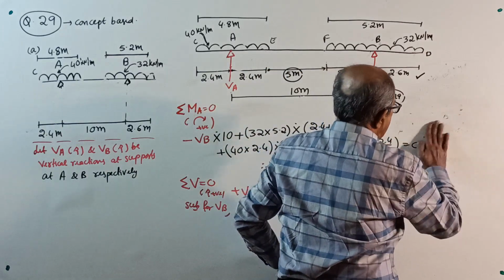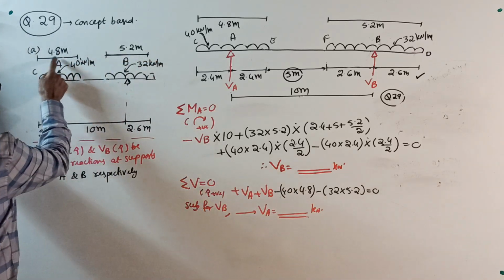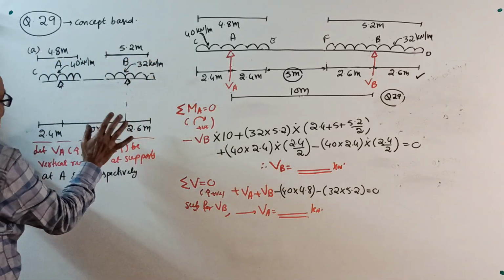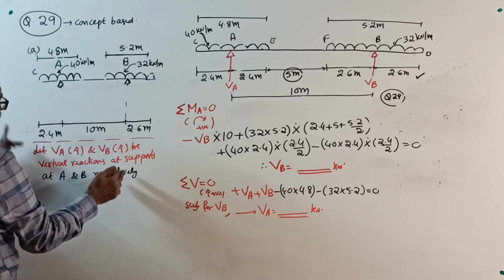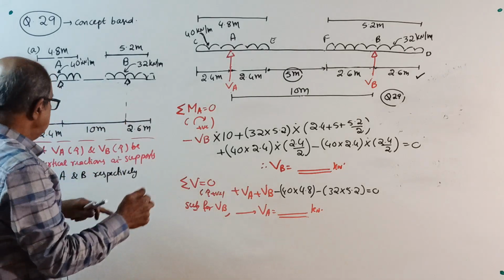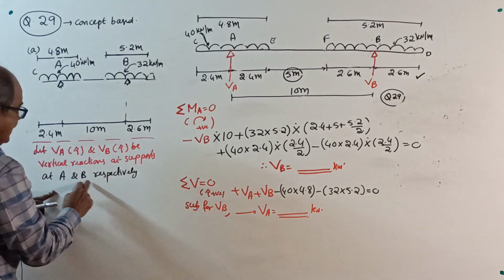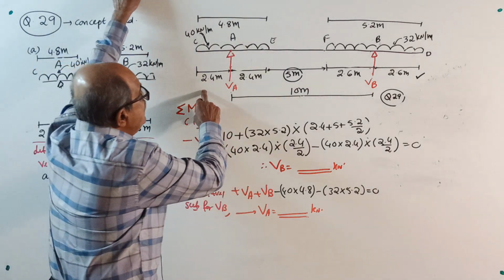Now, I first solve question A. This is 4.8, this is 5.2. See, 2.4, 10, 2.6. All the questions, remember, same statement: let VA upwards, VB upwards be the vertical reactions at supports A and B respectively. This I am not repeating today. Okay, start. Put a neat sketch here.